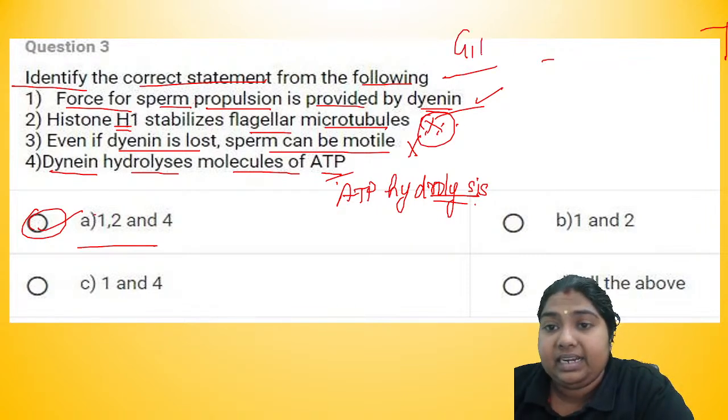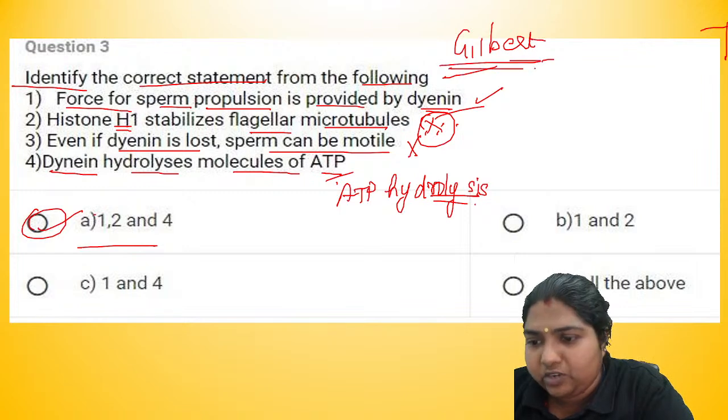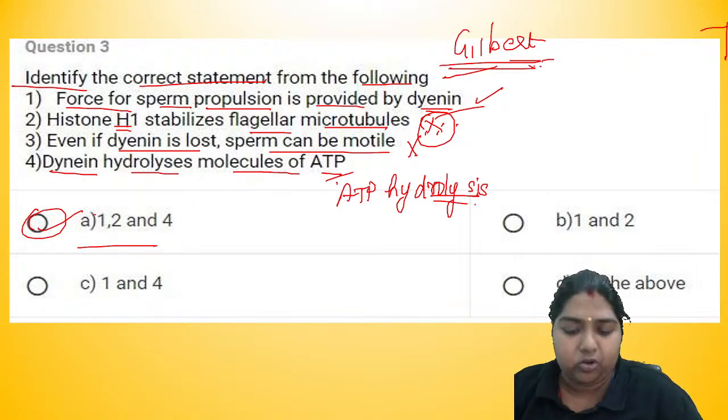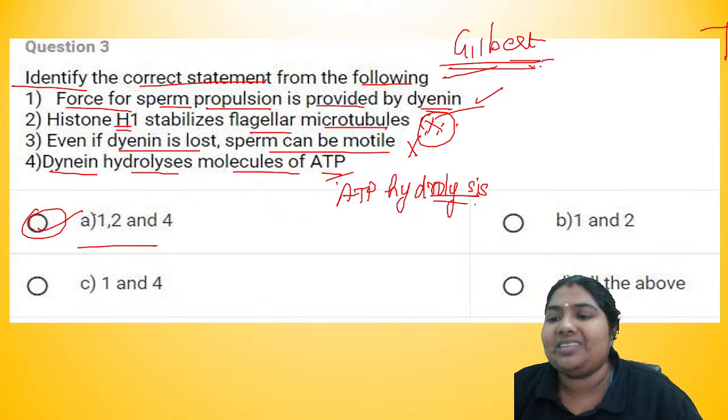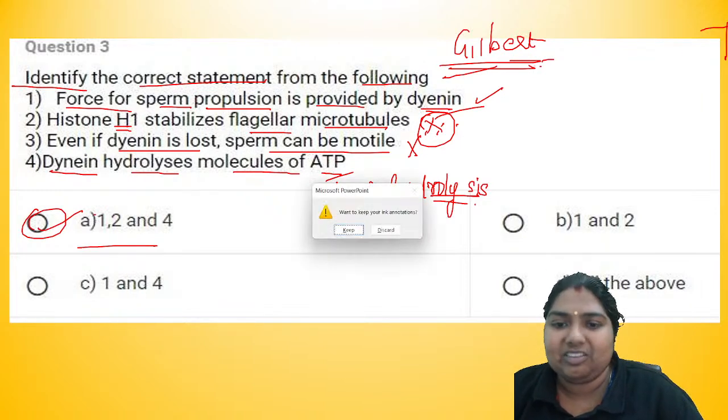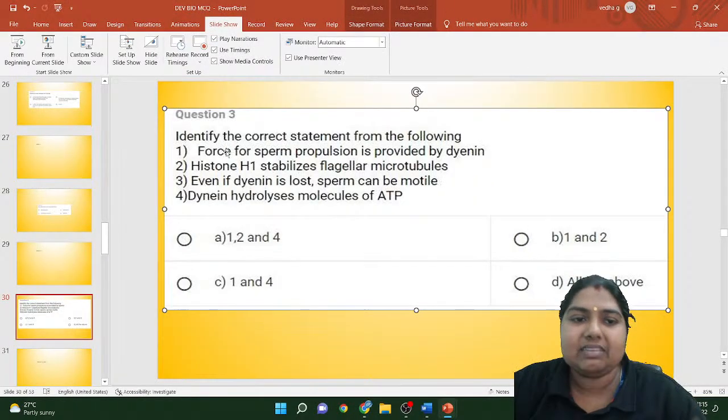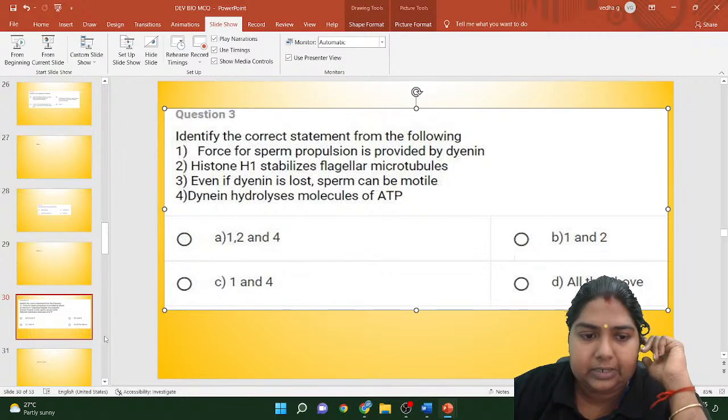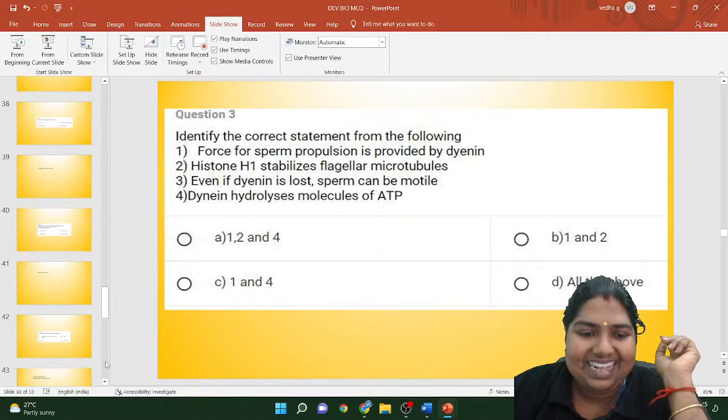In Gilbert, it is very directly given. This is a question from Gilbert only. I think it is not a PYQ. These are all my self-prepared questions, so you could not have accessed this so far. But it is a very important point to be noted. Got it, everybody?